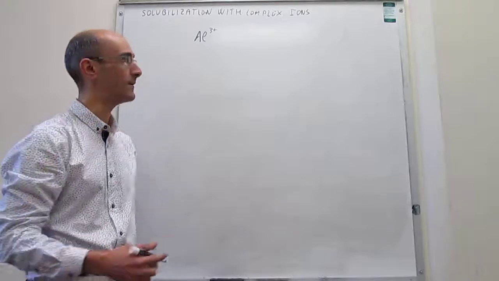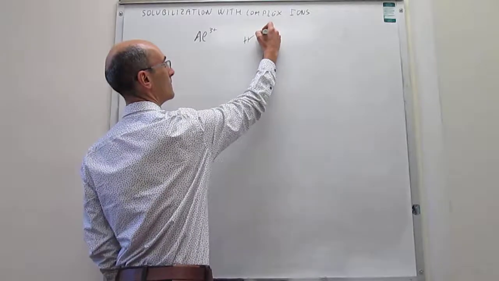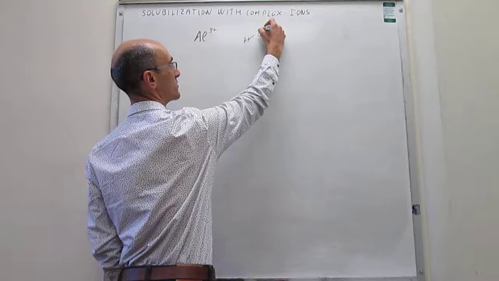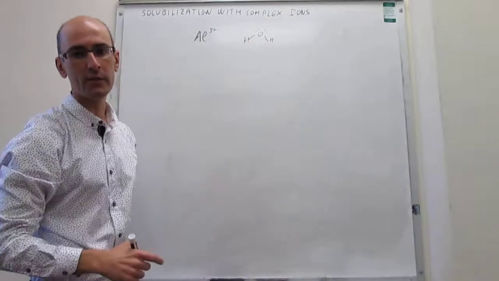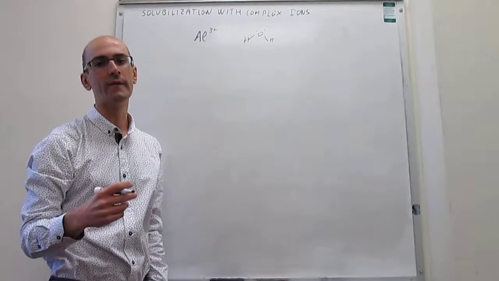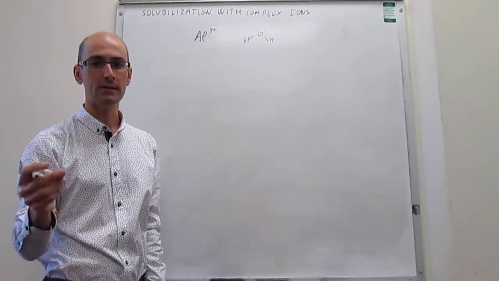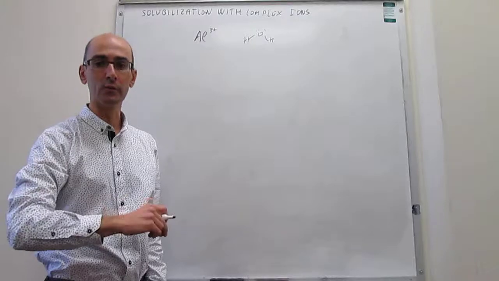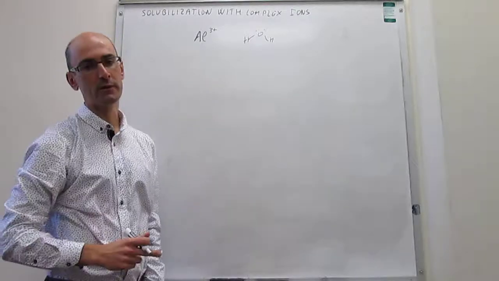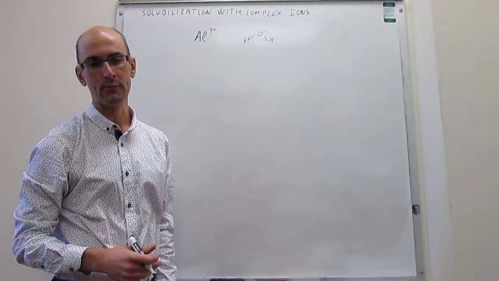Well, for example, water. This is the Lewis dot structure of water. You actually have lone electron pairs in that water molecule that can act as a Lewis base. Then this Lewis base will interact with the Lewis acid, which is your aluminum center, to generate quite stable complexes.